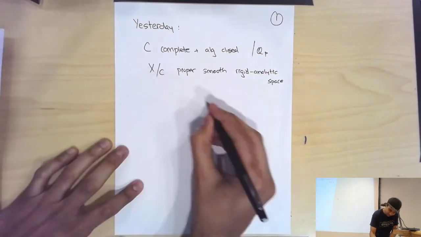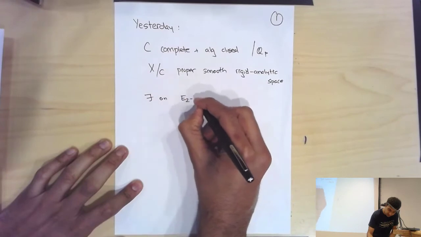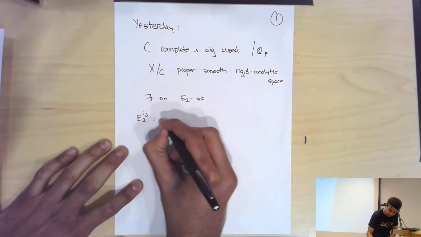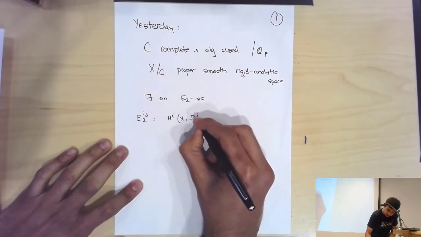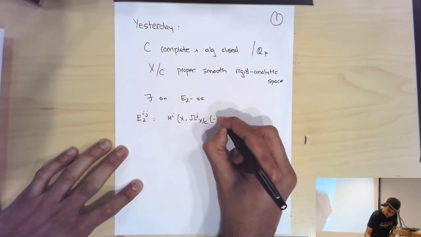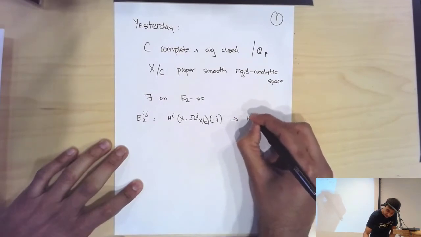Right, so the statement is that there exists an E2 spectral sequence, which is the Hodge-Tate spectral sequence, which looks like this. So the E2 term looks like H^i of Omega^j of X, with coefficients in differential forms. There's a Tate twist, and it converges to the étale cohomology.